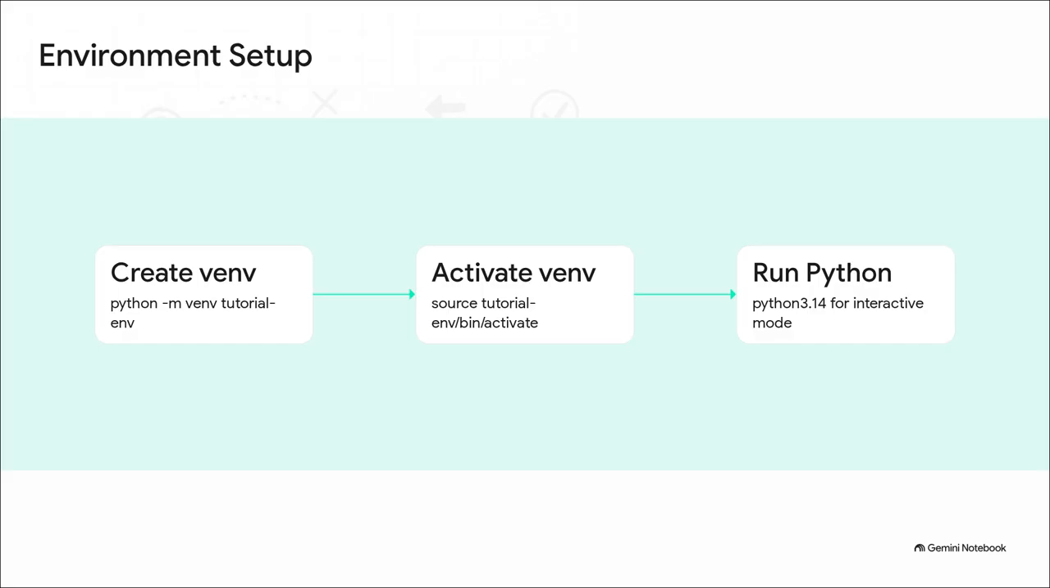Let's actually look at the steps to build this foundation. Step 1, you just run this command in your terminal: python -m venv tutorial-env. Easy, right? Step 2, you've got to activate it. If you're on Mac or Linux, you'll type source tutorial-env/bin/activate. Windows users, you'll use tutorial-env/Scripts/activate. You'll know it worked because your shell prompt is going to change to show the environment's name. And finally, step 3, we start up the interpreter by just typing our Python command, something like python3.14. Boom, we are officially in interactive mode.